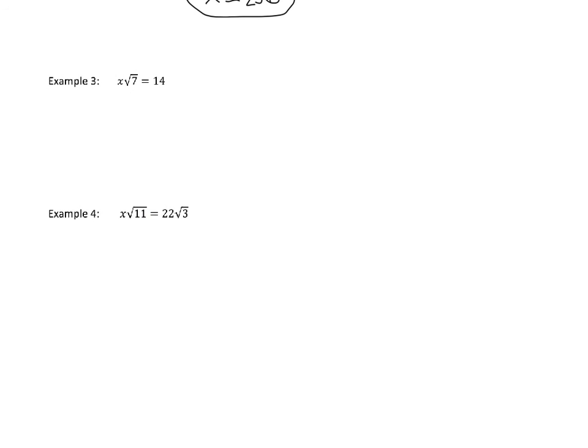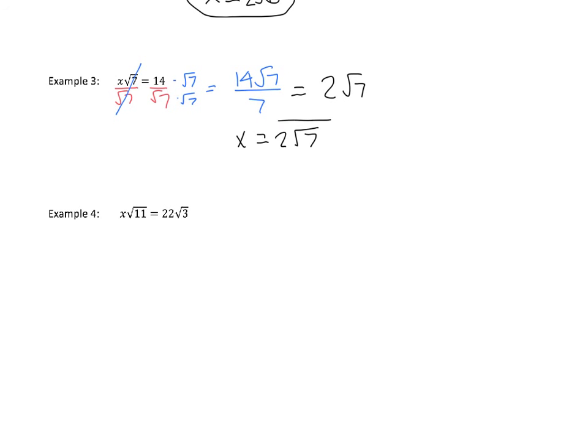Let's try another. Same concept. Got to divide both sides by the square root of 7. Those cancel out. Perfect. But we can't have a square root of 7 on the bottom, right? So we're going to multiply the numerator by the square root of 7 and the denominator by that square root of 7. So I get, when I multiply across, 14 square root of 7 over square root of 7 times square root of 7 is just 7. Look to reduce. 7 goes into 14 twice, so we end up with 2 square root of 7. X equals 2 square root of 7.